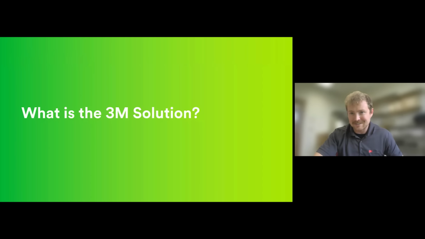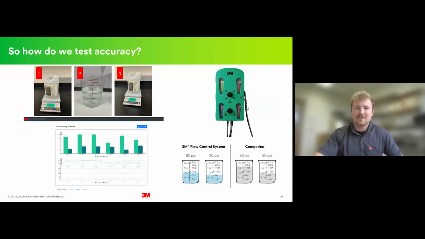So what's 3M's solution? All this is build up to it. We have our flow control chemical management system. That's its name. I'll be very honest and transparent: 3M's not creative with their naming, whether it's glass cleaner, I wonder what that does, or chemical management system, 3M flow control. We control the flow of water to each of the chemical quadrants in the cabinet, thus giving you a consistent end result.